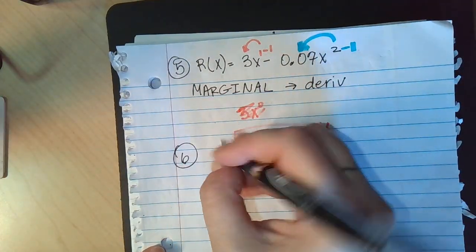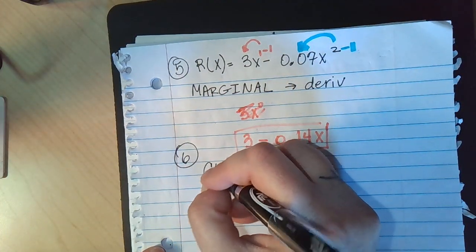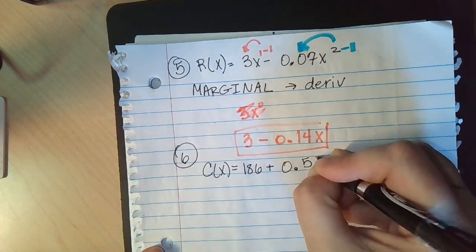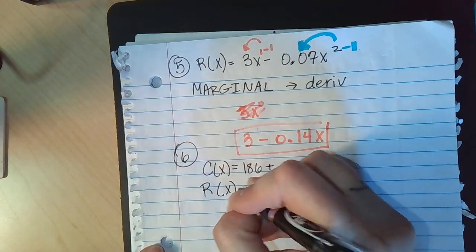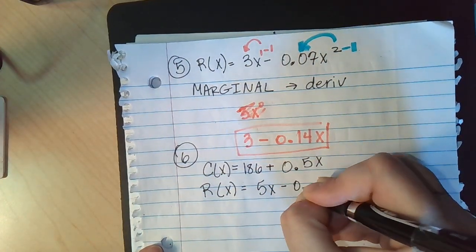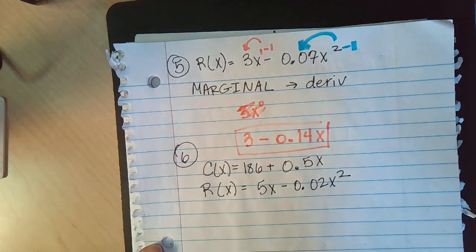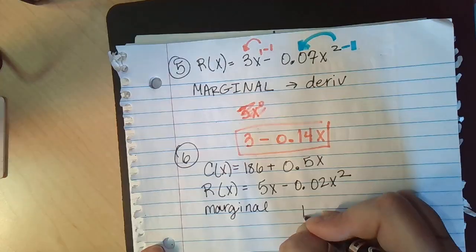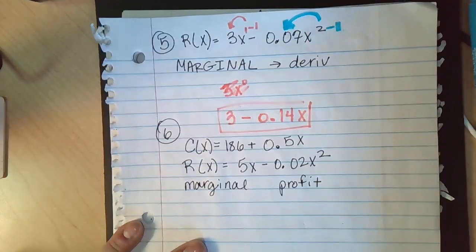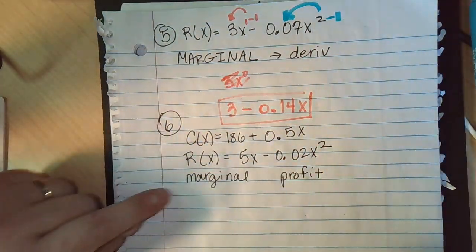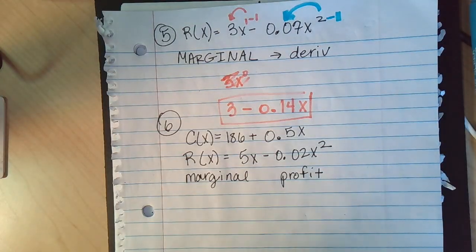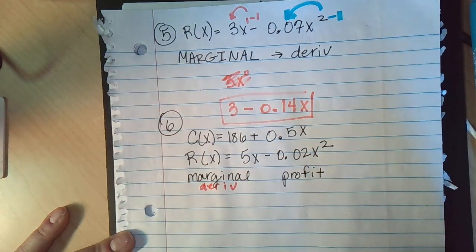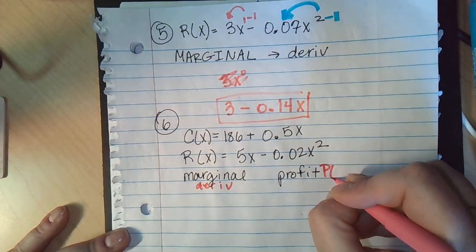Okay, number 6, it gives us capital C, which is the cost. It gives us capital R, which is the revenue. And it asks for the marginal profit. Okay, so marginal means derivative. Profit means something else, because I don't see a P in this problem. Marginal means you're going to take the derivative. Profit, that's capital P.